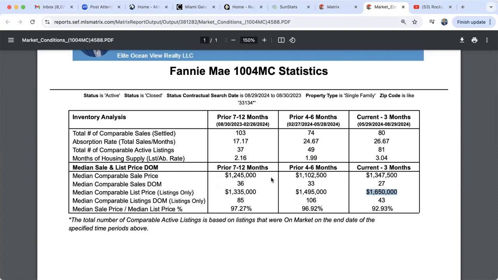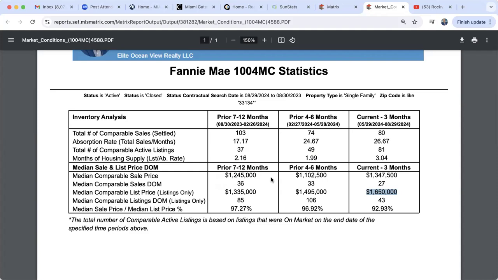Now the average, of course, we know how to pull out averages. The average is done when you're looking at, say, 5 or 6 properties, and 4 of the 6 properties are sold above the median price. Then you have a higher average.